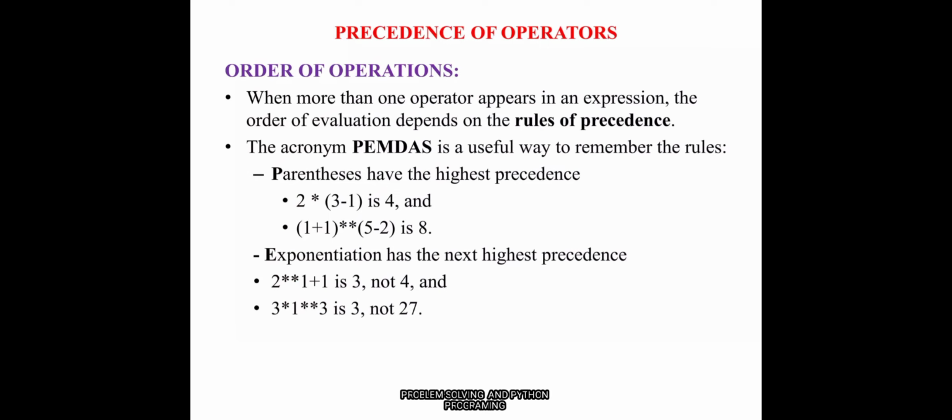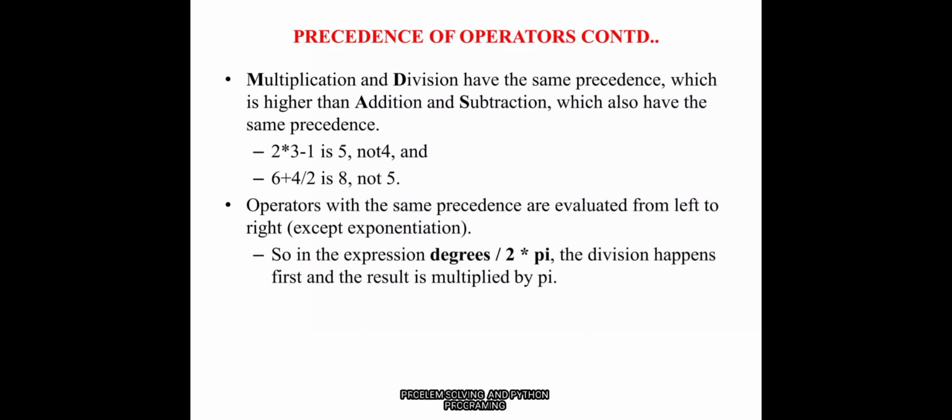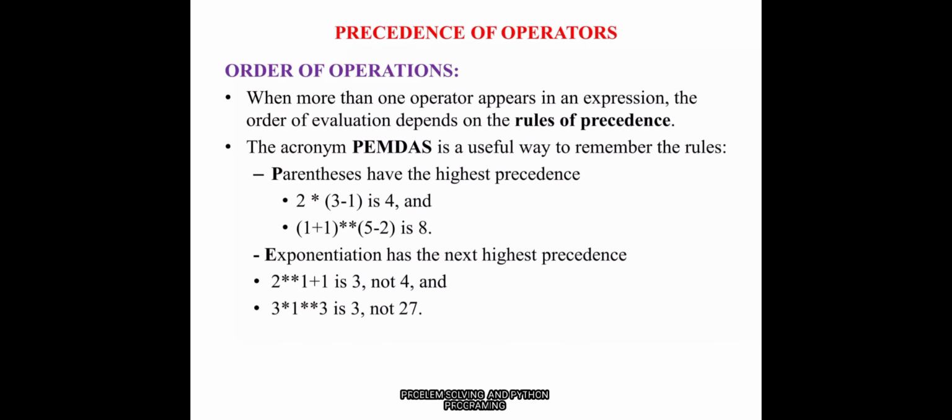Then the next one is about the exponential. Whenever I am given an exponential value, I have to think about the highest precedence. So the first thing I have to do is the exponent: 2 power of 1, then plus 1. 2 power of 1 is 2, plus 1 is 3. So the answer will be 3, not 4. Again the negative exponential: 1 power of 3, so 3 into 1 power of 3 is 3. Like this I have to solve the precedence of operators.